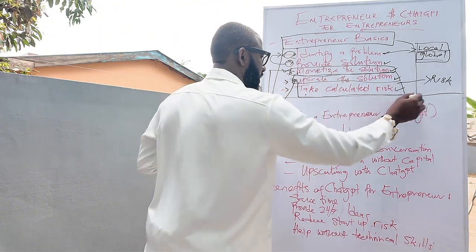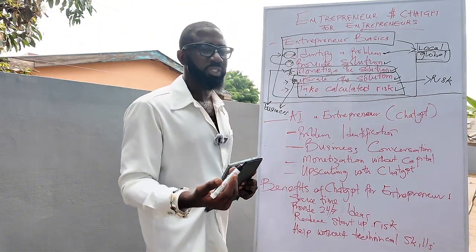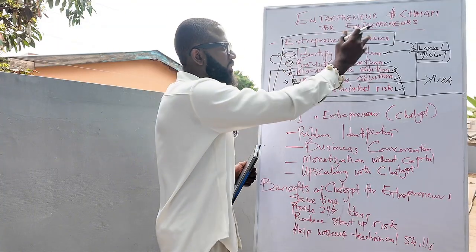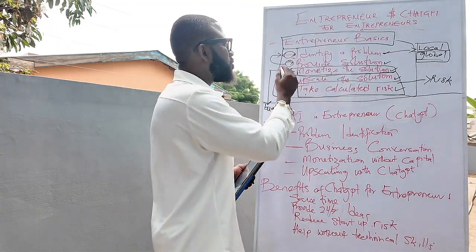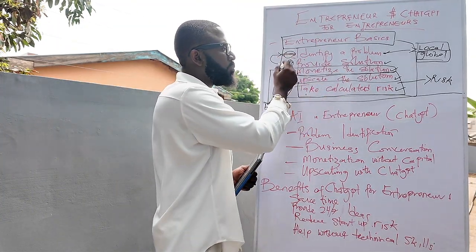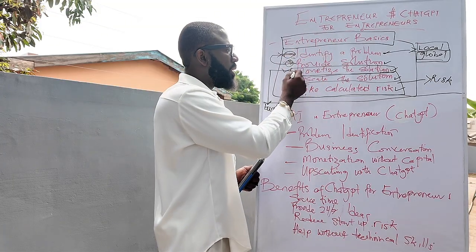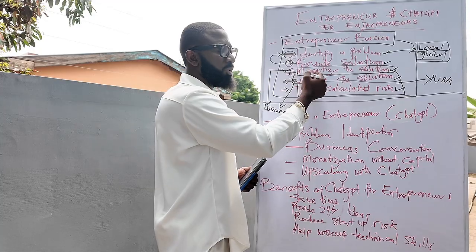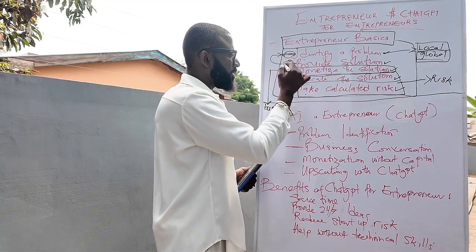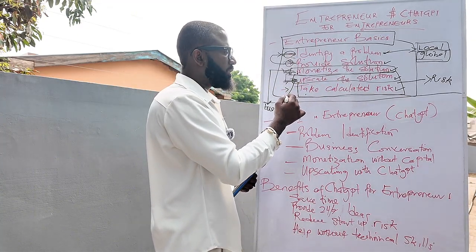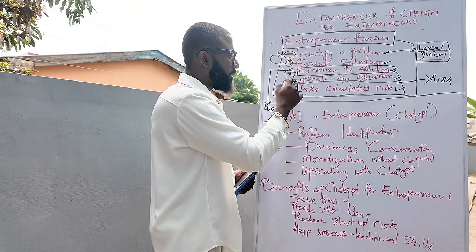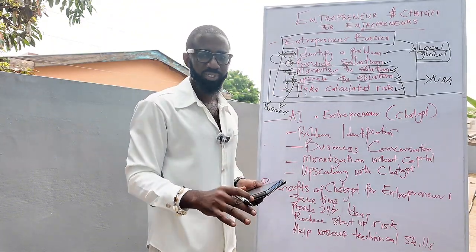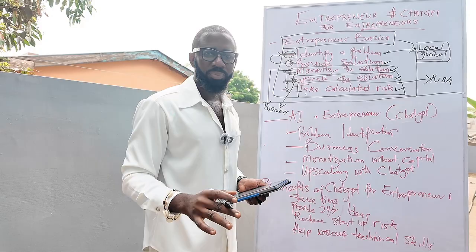I'll run through this part again before we go into the AI section. I said entrepreneurship basics is the ability to identify a problem, provide a solution to that problem, monetize that solution, upscale. Now the solution has become a business. Upscale that business and take calculated risks. That is the basics of any entrepreneur.